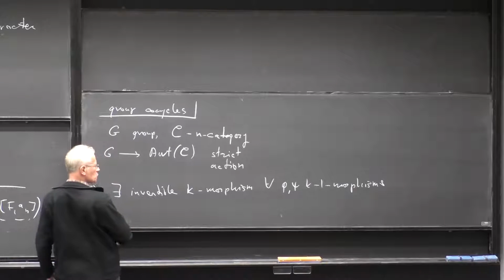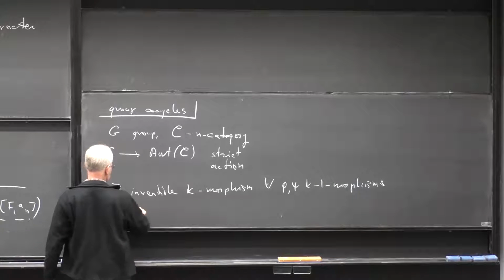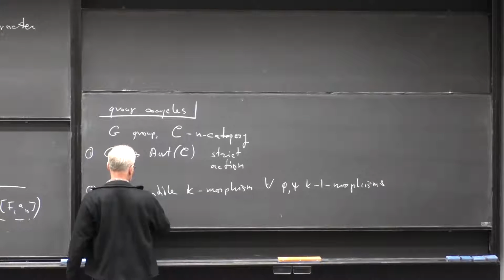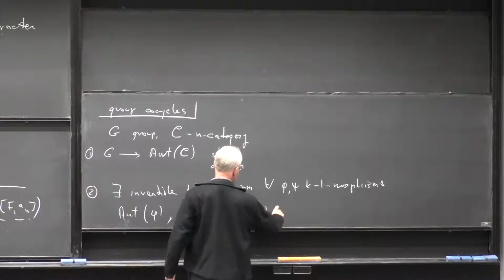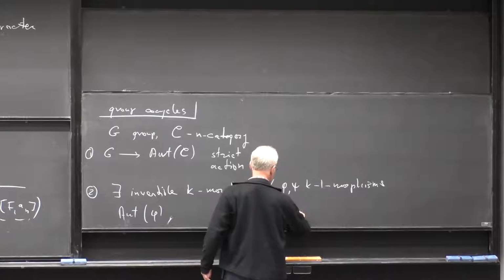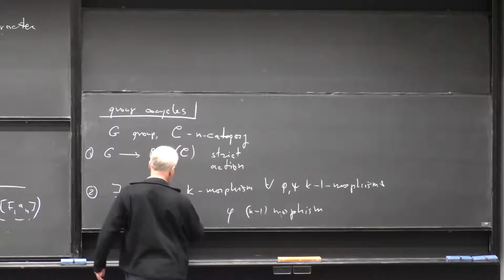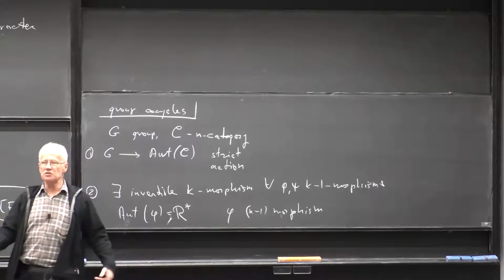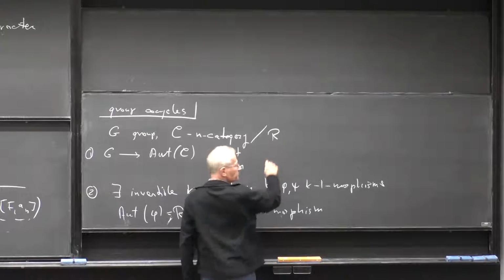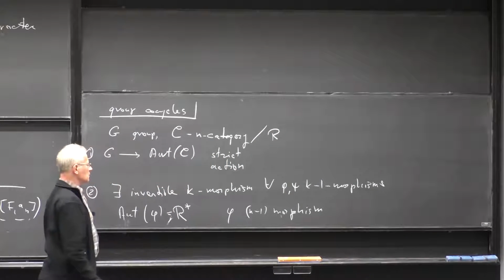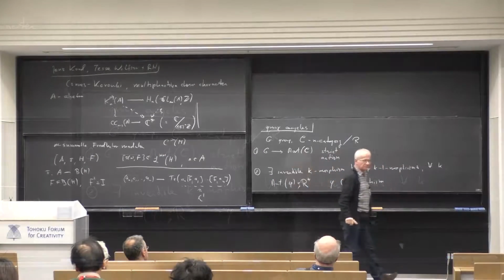And I will also assume that, in categories, the automorphisms of any n minus 1 morphism phi are canonically identified with the units of my ring. So everything is over R, for every k.